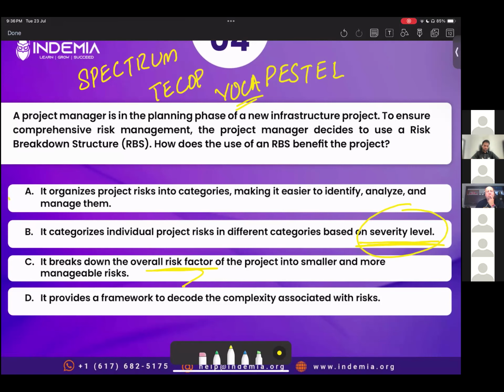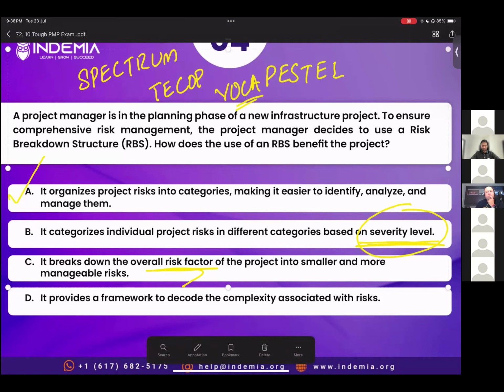So the correct answer is option A. All other options are incorrect. Let's read the explanation.